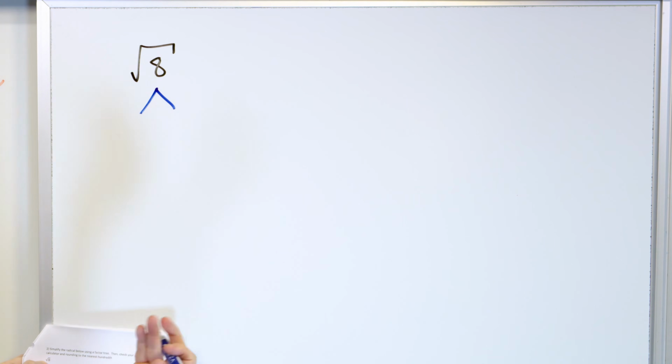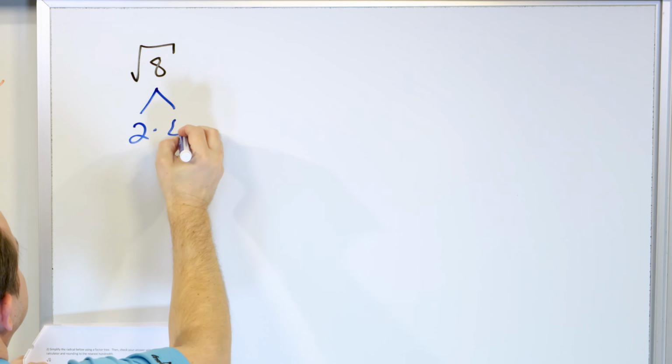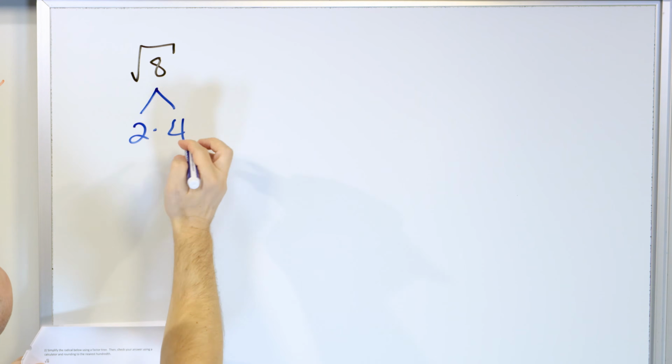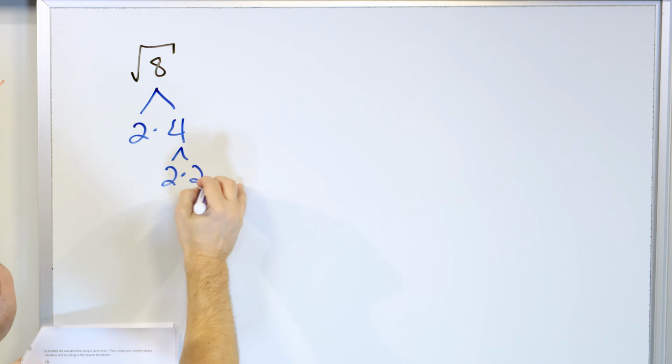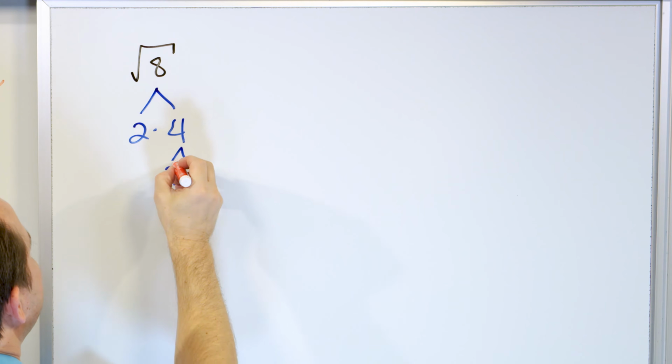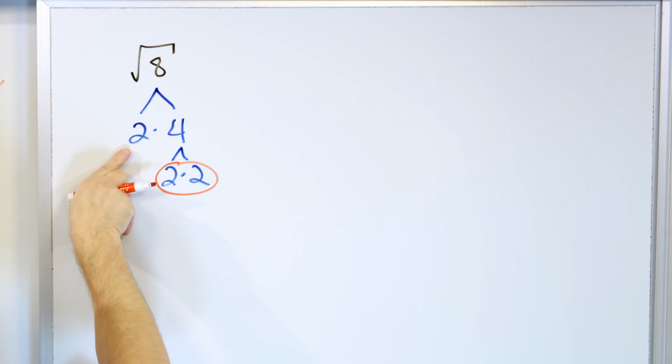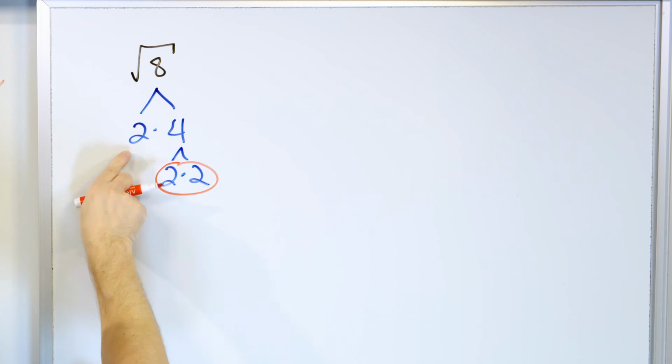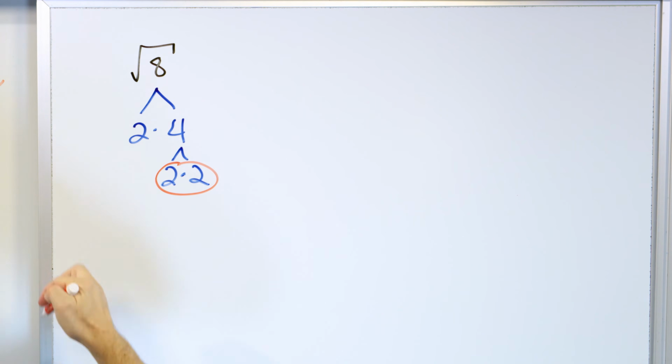Well, what is 8? 2 times what, right? You can say 2 times 4 is 8. And of course, this is prime, but the 4 can be written as 2 times 2. Now, everything in the bottom of the tree is a prime number. So now we look for pairs. We have a pair here, but we have an orphaned partner here that has no partner. There's no other part of the tree that can be paired up with this.